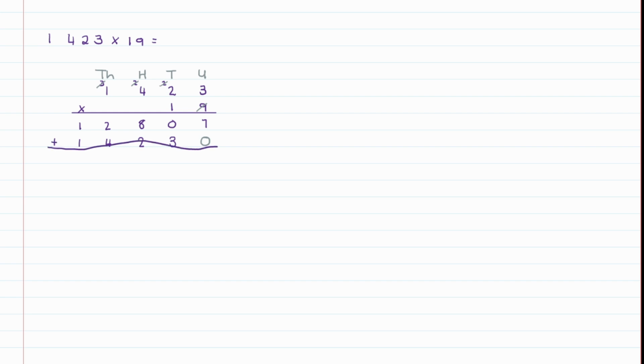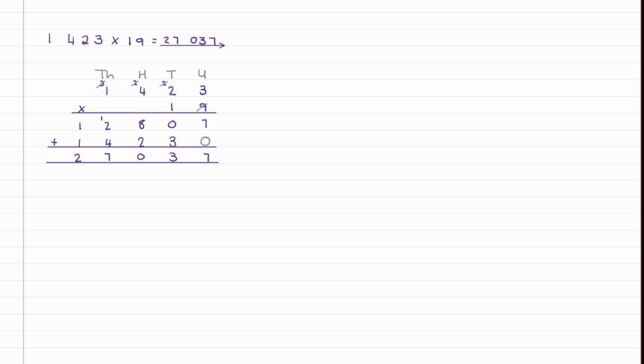Now we need to just add these numbers together. 7 plus 0 is 7, 0 plus 3 is 3, 8 plus 2 is 10, so I'll write 0, carry the 1. 1 plus 2 is 3, plus 4 is 7, and 1 plus 1 is 2. So I write down the answer, 27,037, next to my number sentence and then underline it.